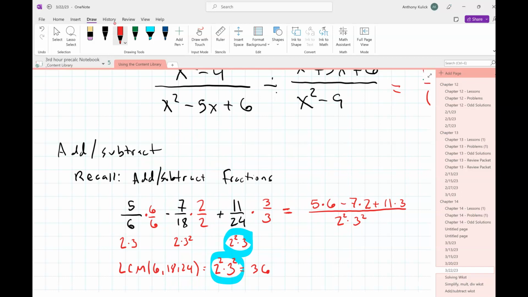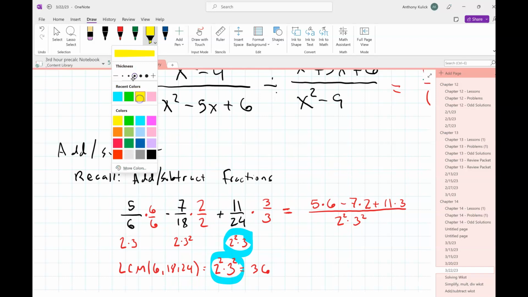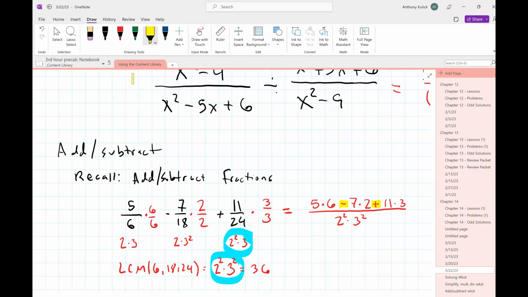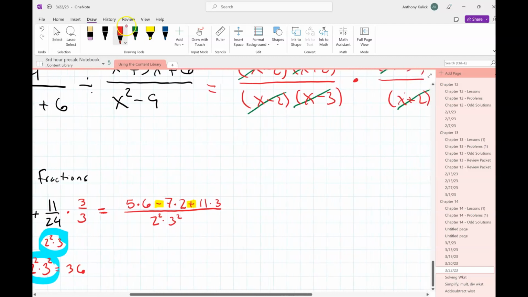Now, critically important question. Can I reduce at this step? The answer is no. Why not? Because it's an addition and subtraction problem on top, not a multiplication problem. So what should I do then? I just need to multiply the stuff out on top.